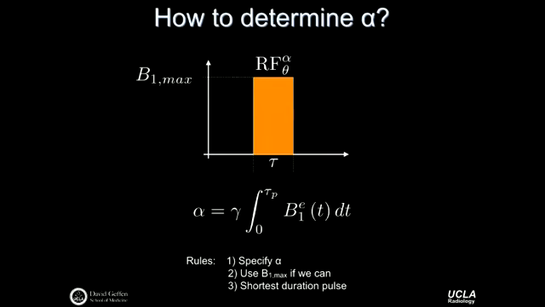So here's just a simple example. Say we want to design a specific flip angle. This is the B1 that I'm using. I'm turning it on, I'm turning it off. Typically, we would specify alpha. We'd say, I need a 90 degree pulse. And typically, you would want to work near something like B1 max, because that means your duration will be as short as possible. So you have a simple design problem then. You just have to figure out what's the duration of the pulse that will accommodate that.